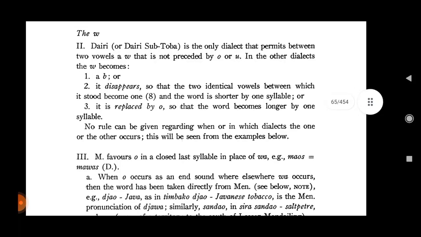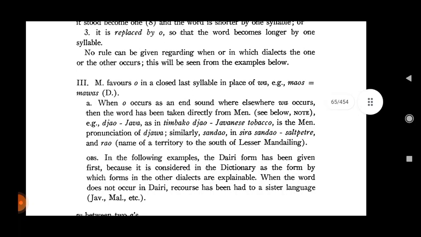Dairi, or Dairi Subtoba, is the only dialect that permits between two vowels a w that is not preceded by O or U. In the other dialects, the w becomes a B or it disappears, so that the two identical vowels between which it stood become one, and the word is shorter by one syllable, or it is replaced by O so that the word becomes longer by one syllable. No rule can be given regarding when or in which dialects the one or the other occurs. This will be seen from the samples below.